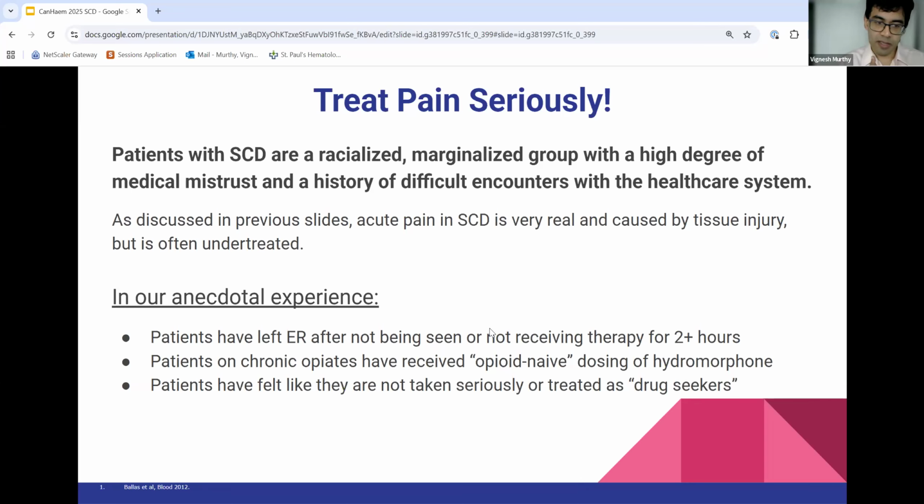This is our anecdotal experience, and our patients have told us they've left the emerge after not being seen or not receiving therapy for 2 hours. Patients on chronic opiates have received the opioid-naive dosing of hydromorphone, so not enough. And patients have felt like they're not taken seriously, treated as drug seekers. We've had multiple patients tell us that they overheard staff members talking about them in this way, just outside their room or just down the hallway, and it obviously causes a worsened medical mistrust, and it makes caring for them much, much harder.